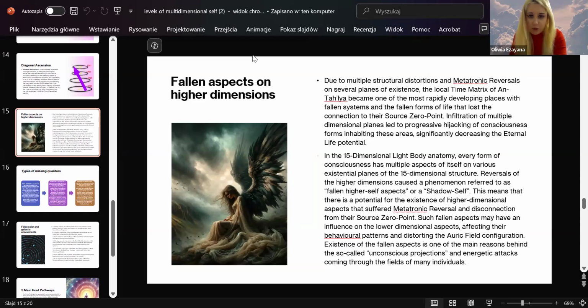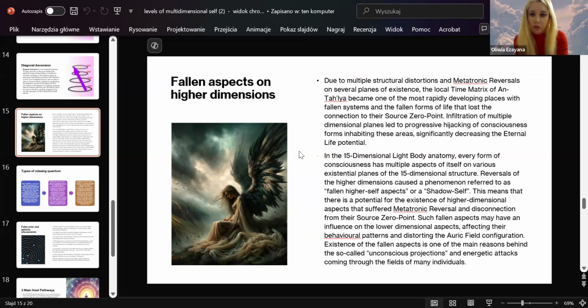Due to multiple structural distortions and metatronic reversals on several planes of existence, the local time matrix of Antalya, which is the name of our local universe, became one of the most rapidly developing places with the fallen systems and the fallen forms of life that lost the connection to their source zero point. Infiltration of multiple dimensional planes led to progressive hijacking of consciousness forms inhabiting these areas, significantly decreasing the eternal life potential. And that has been mostly because of the Black Dragon invasion.